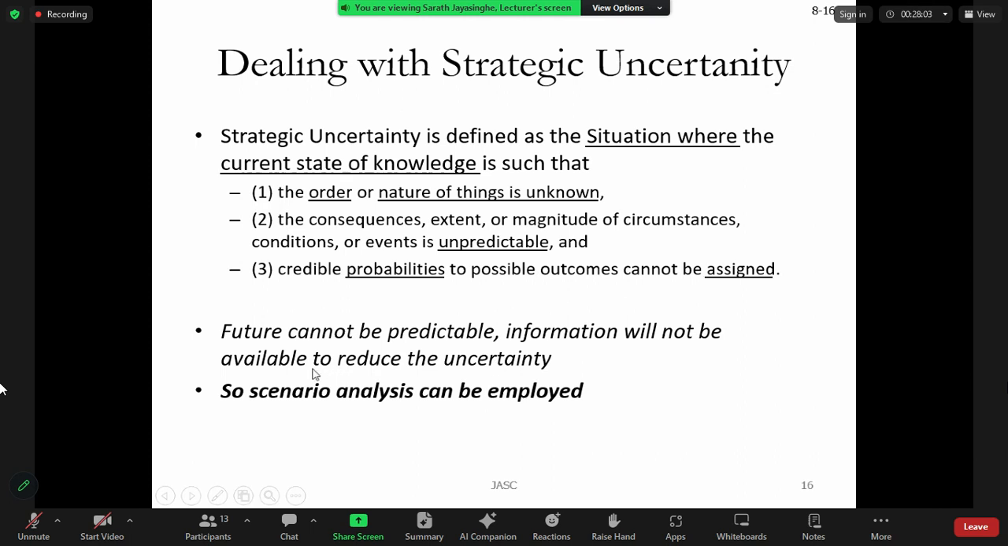Therefore, the future cannot be predicted. Information will not be available. Normally, if the information is available, there is no risk, no uncertain things. Because there is no information, the future is uncertain, right? So scenario analysis can be employed. Therefore, we can think about alternative paths and think if these things happen, what will happen? What action can we take? That is the scenario analysis.